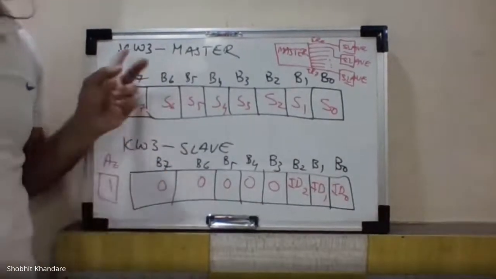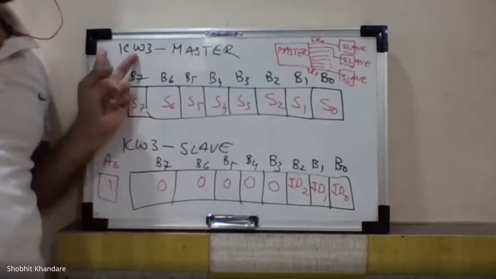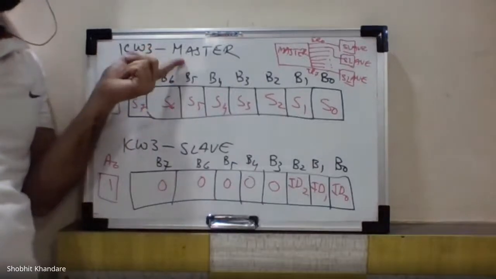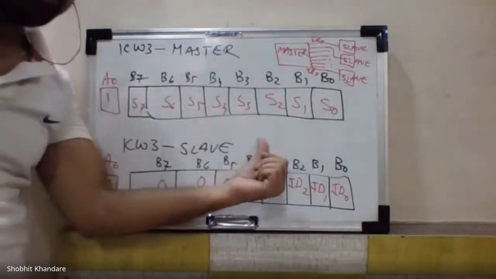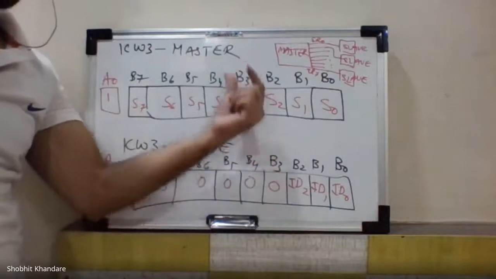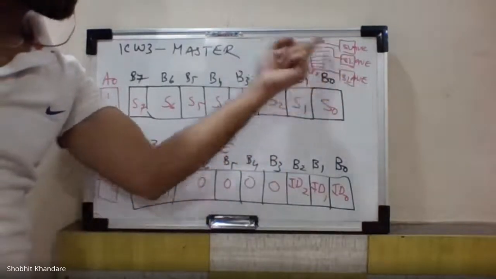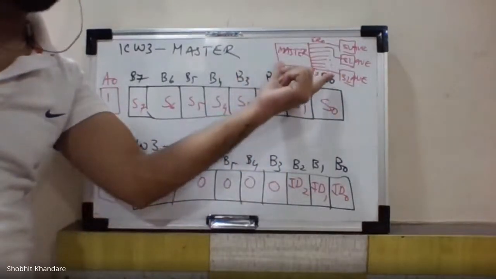Now this is ICW3. We have two formats. One format is exclusive for master. The other format is exclusive for slave. Now with this block diagram, we are going to understand. Already we have studied this block diagram.